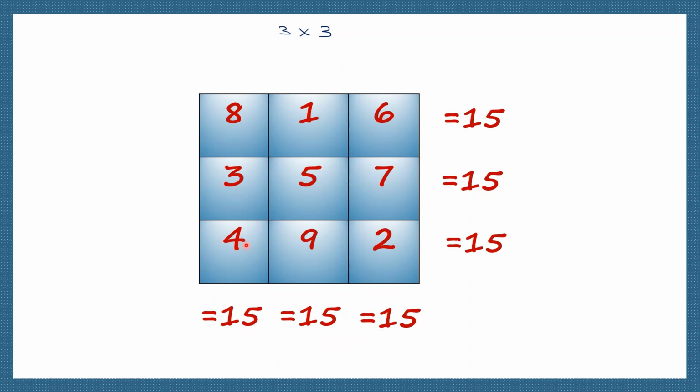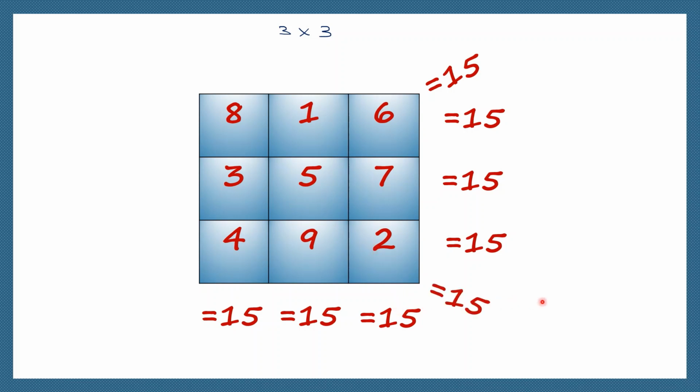Now let's look at the diagonals. This is called the diagonal. Let's look at the diagonals. So 6 plus 5 is 11. 11 plus 4 is 15. Even the diagonal is 15. Now let's try this diagonal. 8 plus 5 is 13. 13 plus 2 is also 15.